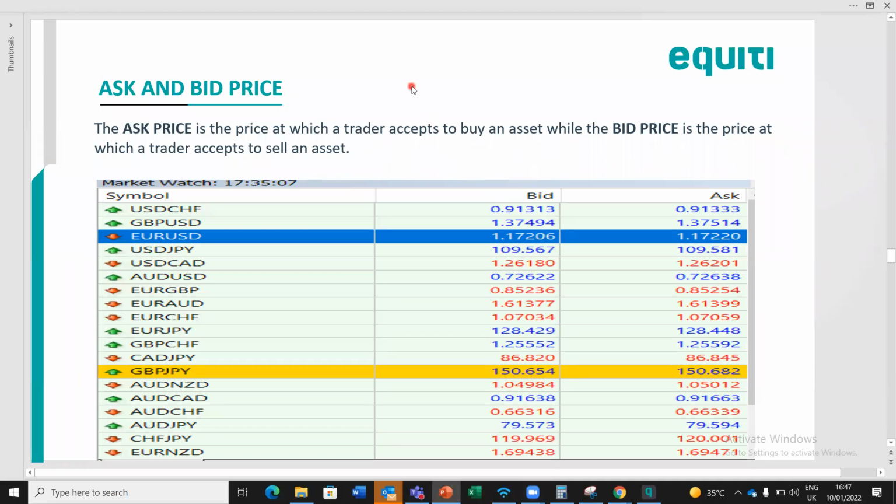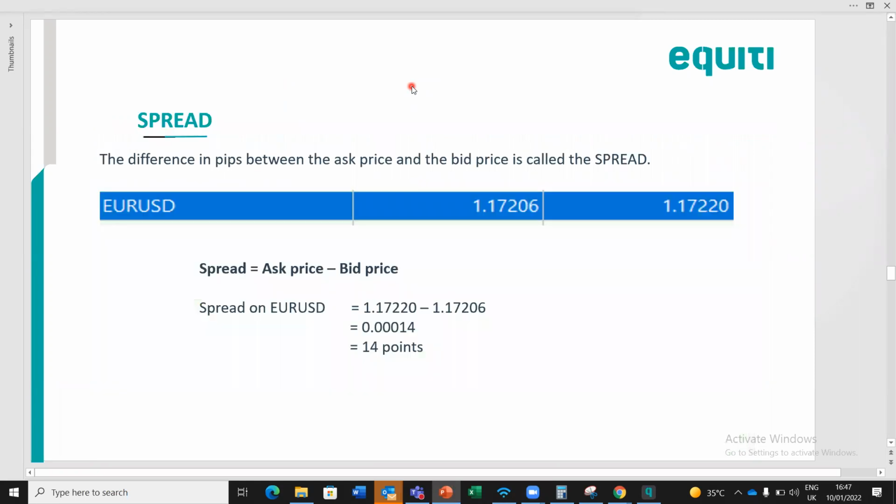But this leads us to another very important thing we would talk about, which is called the spread. So, what is a spread? A spread is simply the difference in pips between the ask price and the bid price. It's simply the difference in pips, because I'll shortly talk about the pips. So, what exactly is pips and why we talk about pips? I'll talk about it. Now, the spread is the difference in pips between the ask price and the bid price.